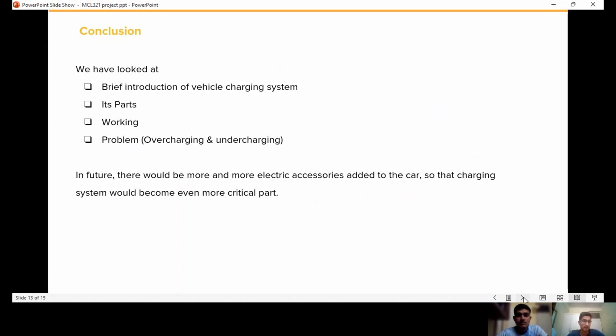Now, concluding the presentation, we have looked at the vehicle charging system introduction, the different parts of it, and how they all work together as a whole. We have also looked at overcharging and undercharging in the vehicle charging system. Seeing the trend, more and more electric accessories will be added to the car, so the charging system will become an even more critical part of an automobile system.